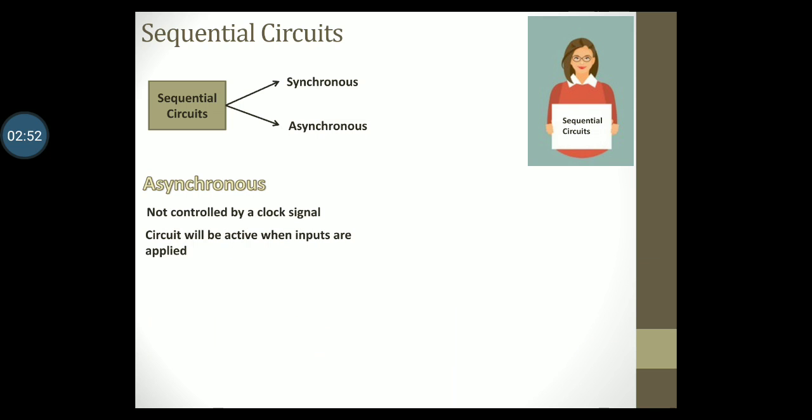On the other hand, asynchronous circuits are not controlled by the presence of a clock. Events can take place at any time when the input is applied.